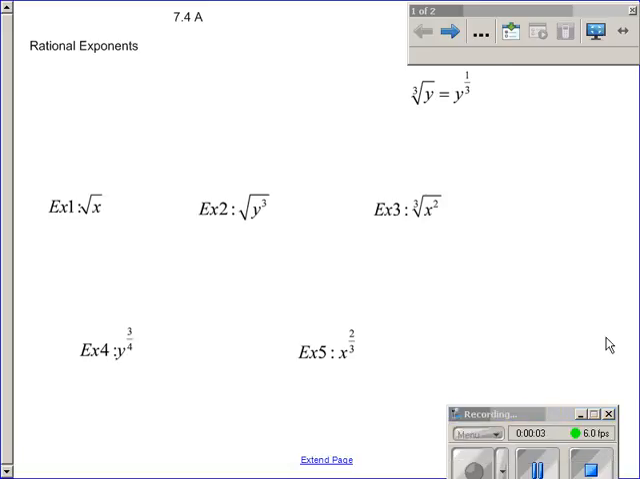Okay, section 7.4, rational exponents. The learning goals for this section are that you should be able to simplify expressions with rational exponents, and you should be able to convert to and from radical form. What are rational exponents? They're, simply put, powers written as fractions.